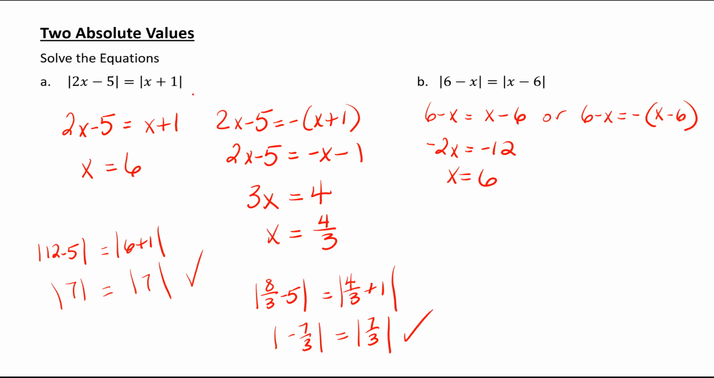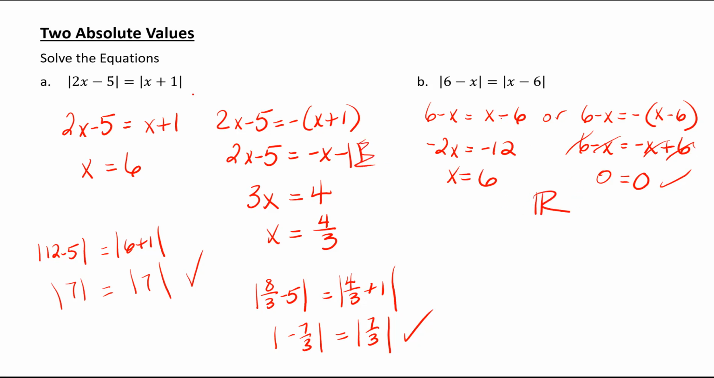And then for the second equation over here, you've got 6 minus x equals negative x plus 6, and you can see that everything cancels, and you just end up with 0 equals 0. And 0 equals 0 is definitely true. It's always true. So in that case, any number will work in this equation. So the solution set is just the real numbers.